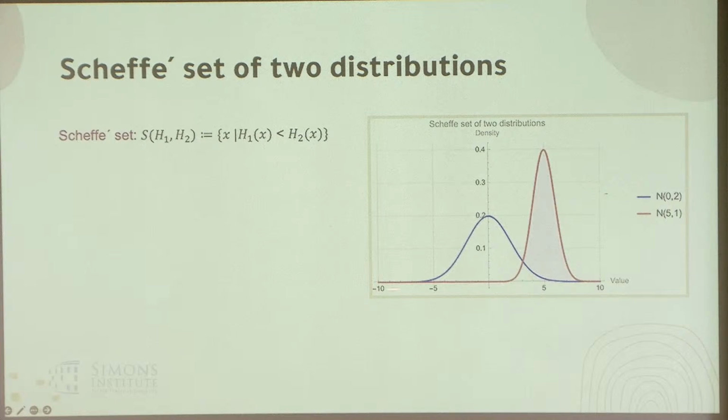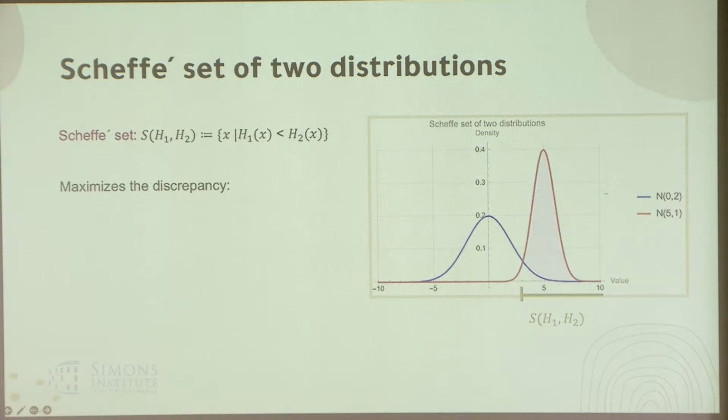Let's define the Scheffé set of 2 distributions. For 2 distributions, H1 and H2, we define a Scheffé set to be the set of domain elements where one distribution is higher than the other one. Also, the complement set has similar properties, so the order doesn't really matter as long as you're consistent. So here in this plot, these are the set of points where the red distribution has a higher PDF, higher probability. So this would be the Scheffé set of these 2 distributions.